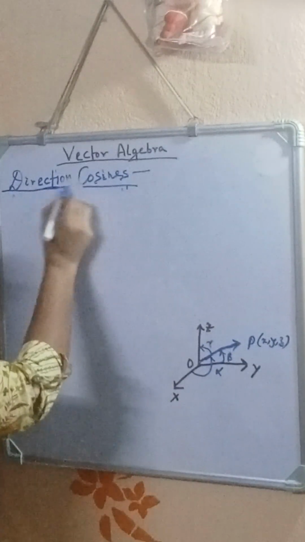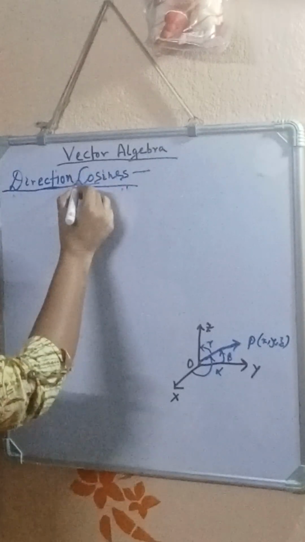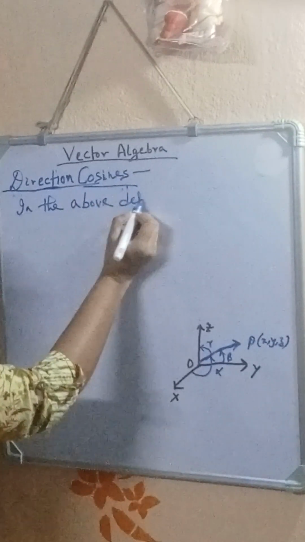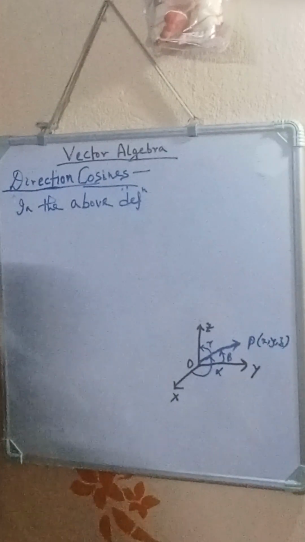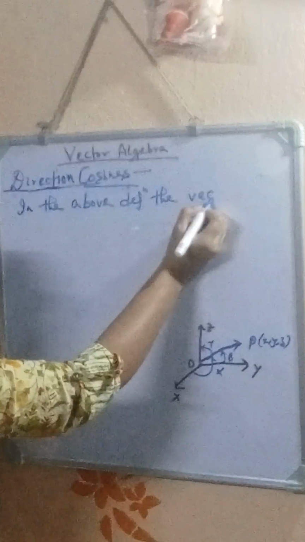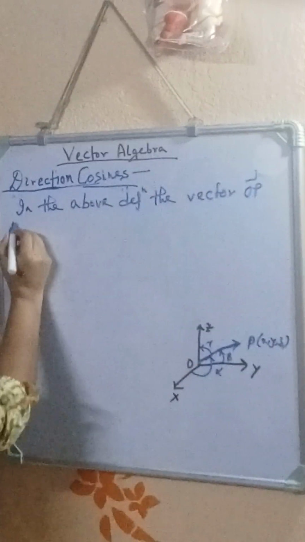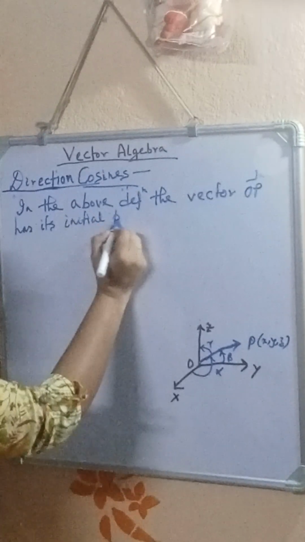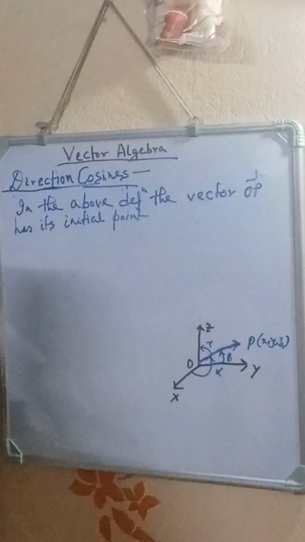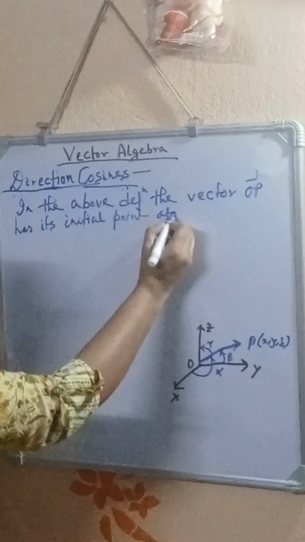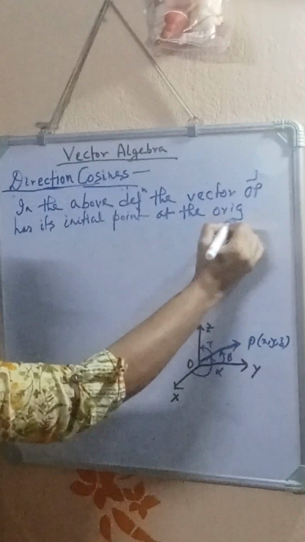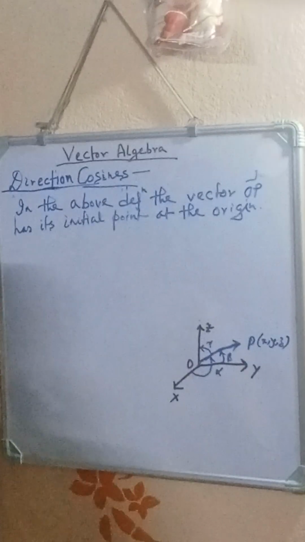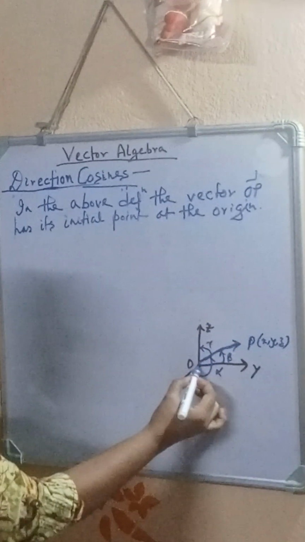Now, in the above definition of direction cosine, the vector OP has its initial point at the origin, that is O.